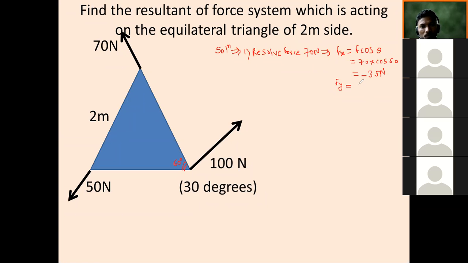What will be the formula for its Fy component? Fy is equal to F sin theta. Calculate now. F will be 70 into sin 60. How much is it? 60.62 Newton. Very good. What about its sign, plus or minus? Plus. The line of action of the force is going towards the positive y-axis.